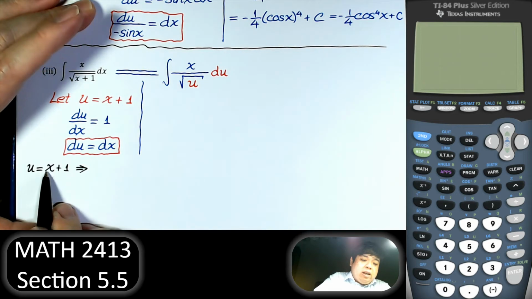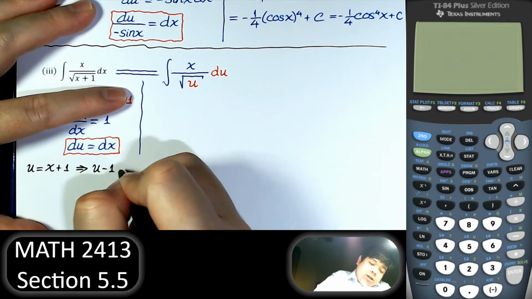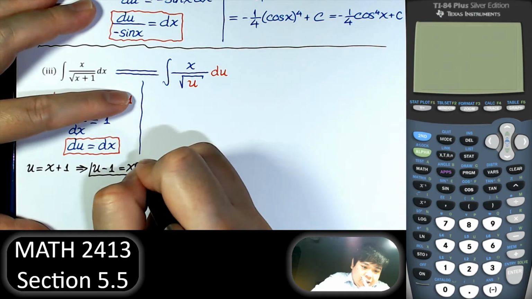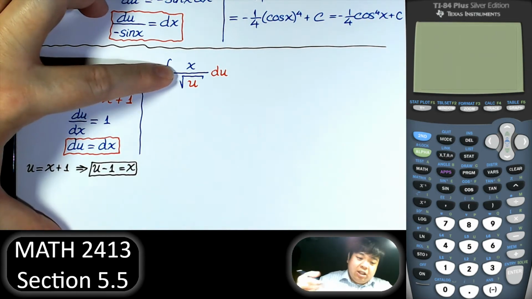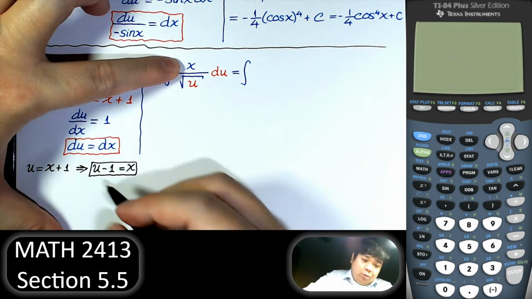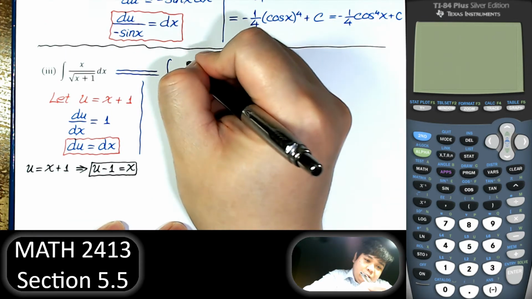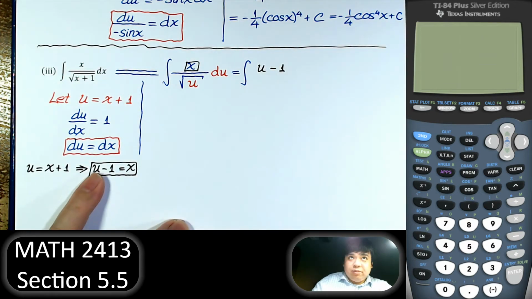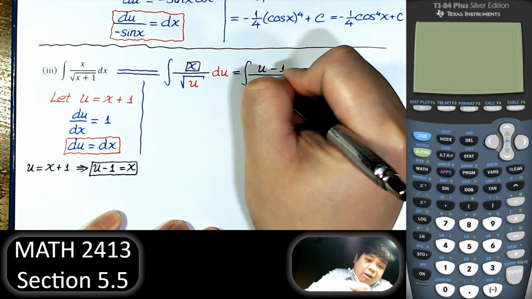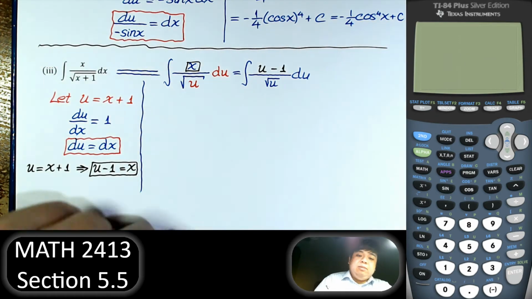then suddenly we can solve for x, subtract 1 on both sides, u minus 1 is equal to x, right? Yeah. So even though we don't cancel the x, we can rewrite that in terms of u. So this x will be written as u minus 1. Now we have everything in terms of u. That x is equal to u minus 1. So sometimes if we don't cancel out everything, at least we can write everything in terms of u, and we still can integrate that.